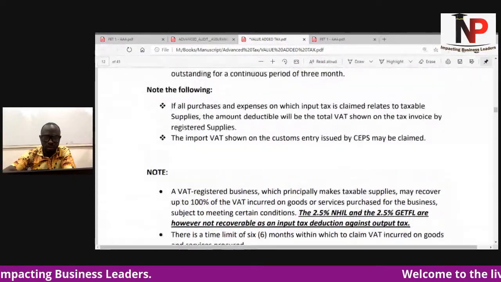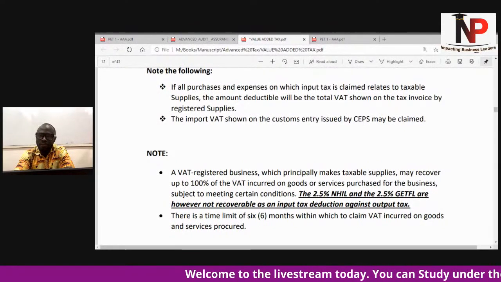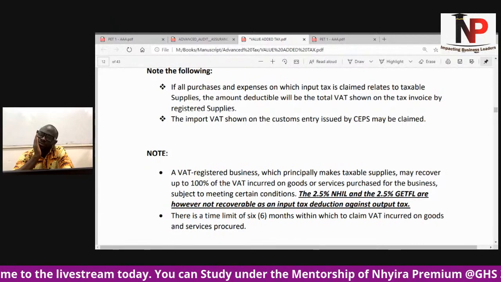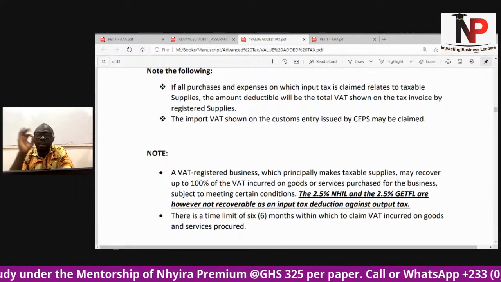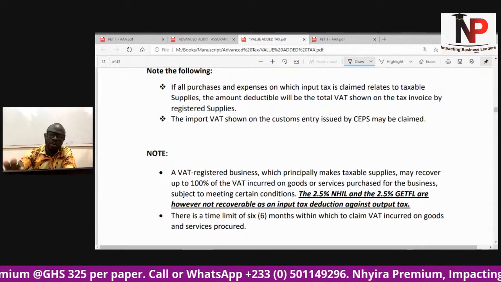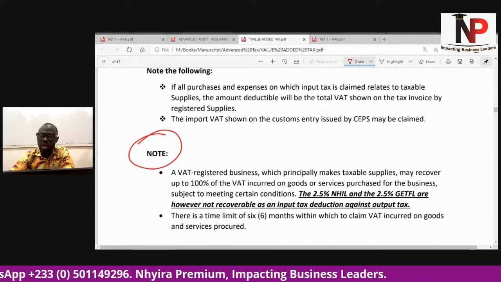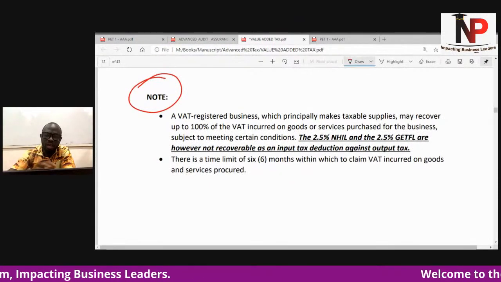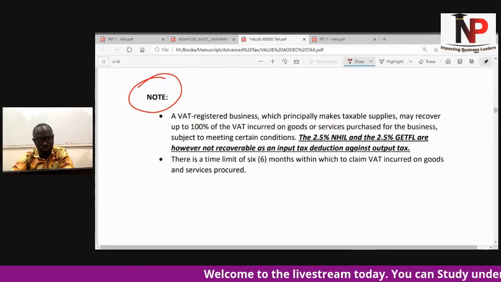Now, let me talk about something very, very important here. Yes, you can claim the tax, but there is an exception on what is claimable. There is a limit on what is claimable, so you've got to be careful here. Look at the note I have here. I want you to pay attention to what we are coming to discuss under these two points. This is very critical, so make sure you catch it very well.